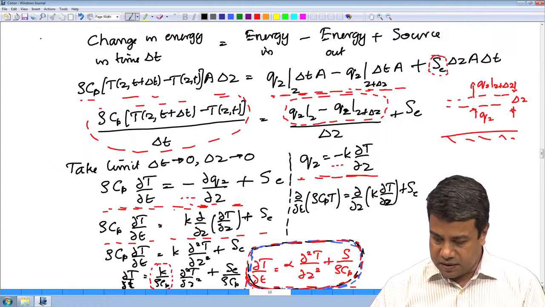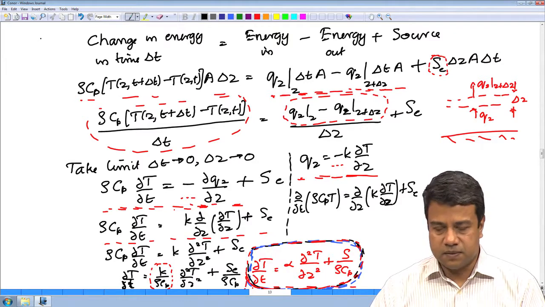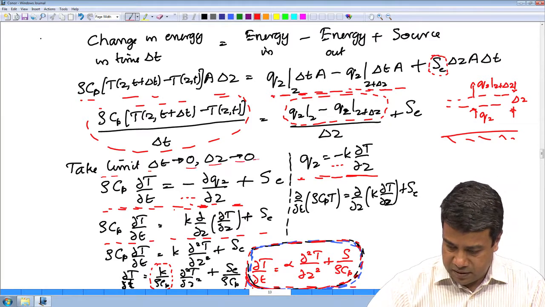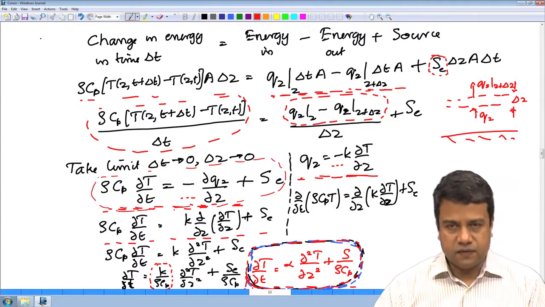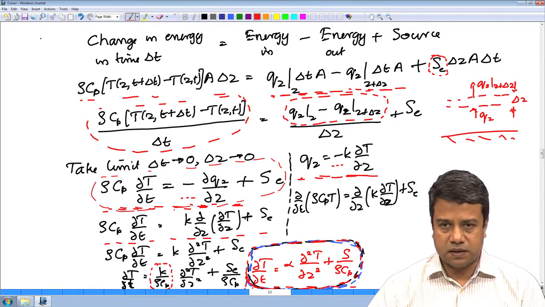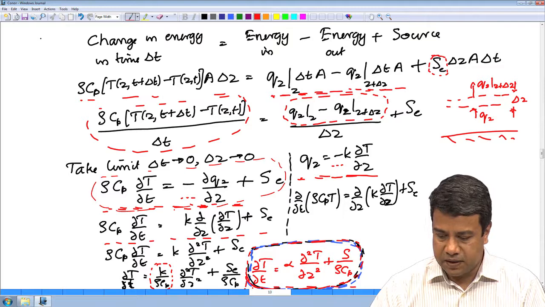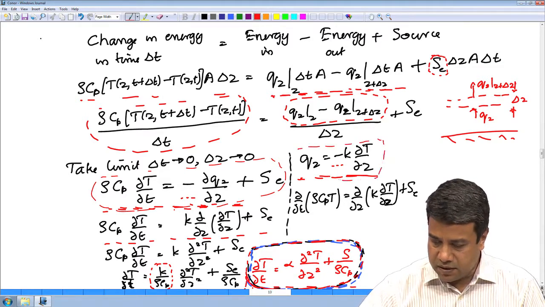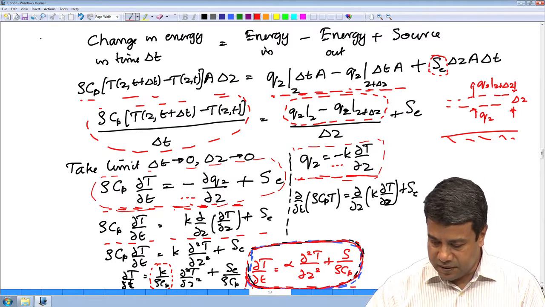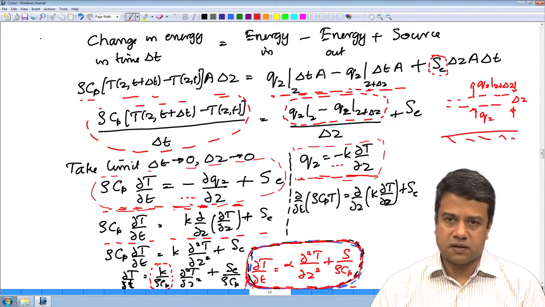And that balance, of course, ended up being of the form: the change in energy is equal to what comes in minus what goes out. And we got a relation of this kind. The rate of change of energy within that volume is equal to the difference in flux divided by the thickness, what comes in minus what goes out divided by the thickness, plus sources of energy. And then we had used the constitutive relation for the heat flux to get this energy balance equation, which contains the thermal diffusivity and the sources or sinks of energy.